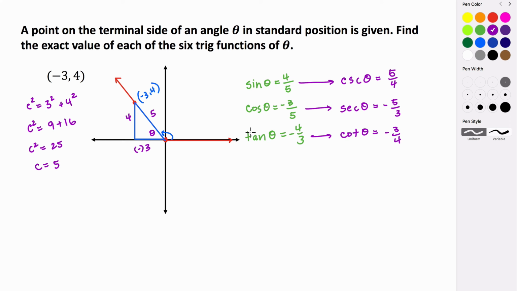And those would be our exact values of our 6 trig functions when we have a point negative 3, 4 that lies on the terminal side of our angle in standard position.